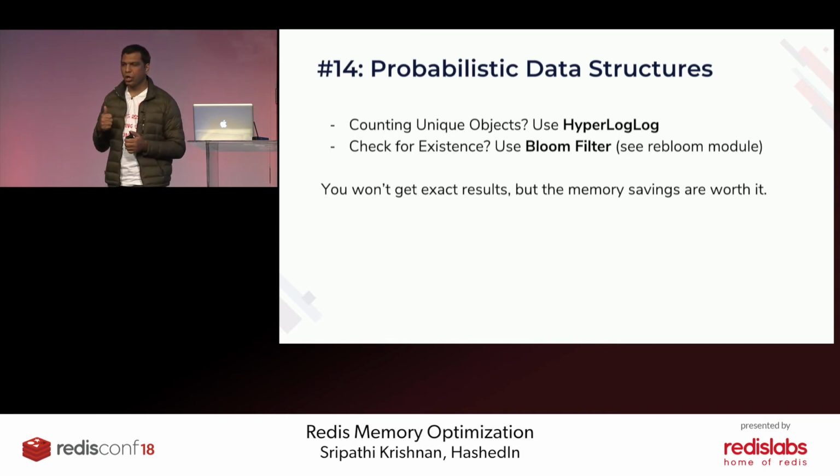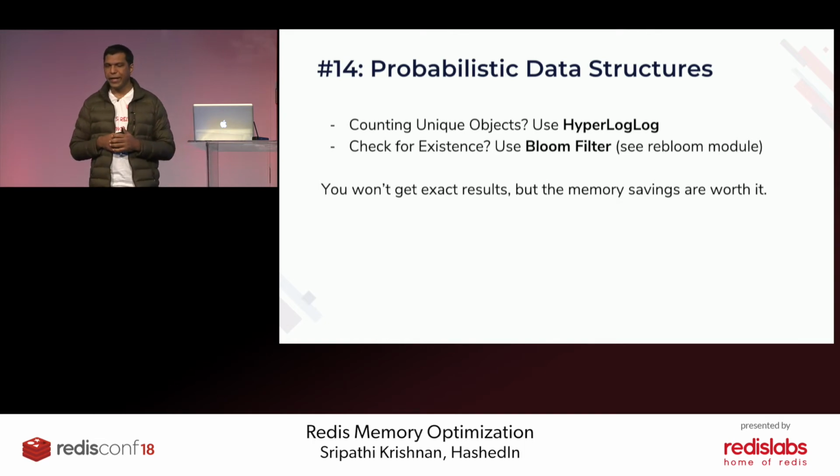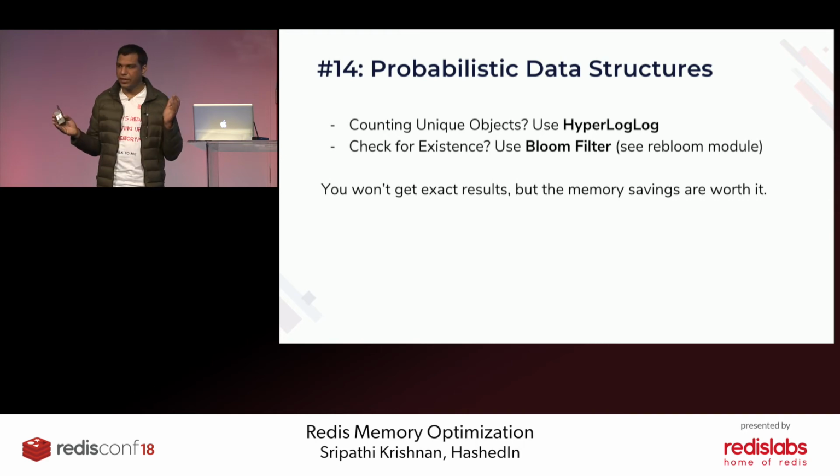Now Bloom filter is not a supported data structure in Redis natively, but there's a ReBloom module that you can use. If you use that, instead of storing all the elements, you're just checking for the existence, right? Both of them will reduce your memory significantly at the cost of some error percentage, right?